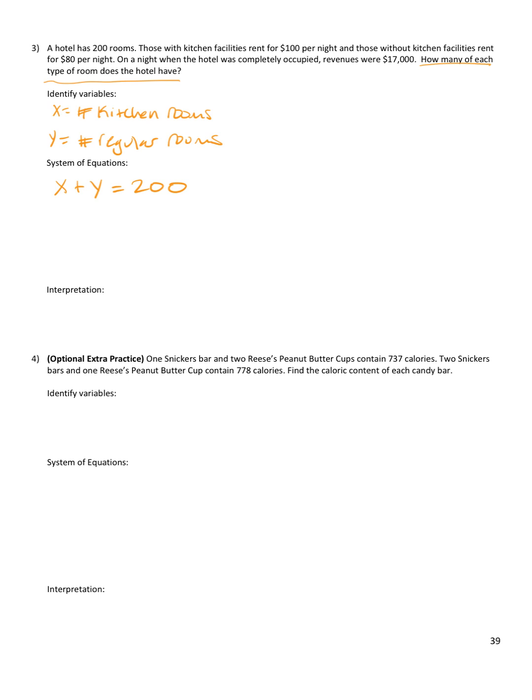So the kitchen rooms rent for $100 a night. So 100 times the number of kitchen rooms. And then the non-kitchen rooms are only $80 a night, so we do 80 times the number of non-kitchen rooms, and that should give me a total revenue of $17,000. And then I can solve by substitution. Okay, so y would be 200 minus x, so 100x plus 80 times 200 minus x equals 17,000, and then we'll just solve for x.